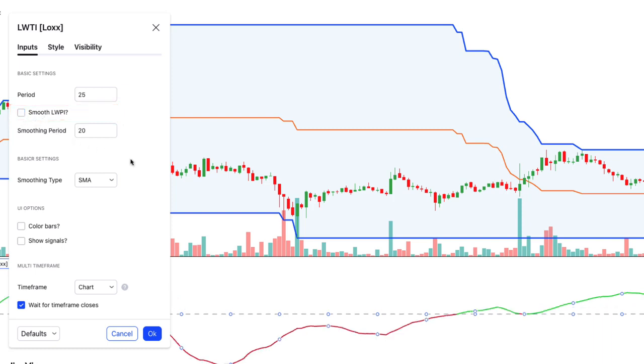There is also the colored bars setting. If you prefer having the candlesticks colored and displaying the signal of the LWTI, you can enable this setting, but keep in mind that this is a matter of personal preference.